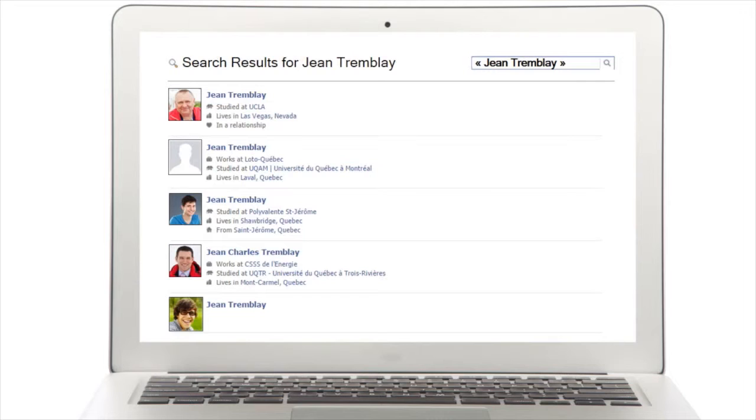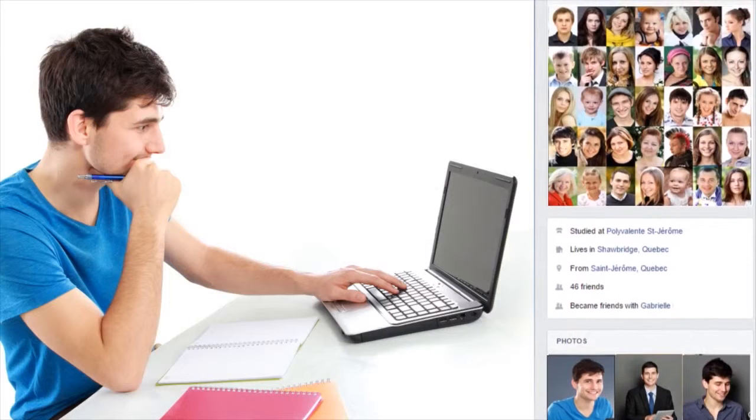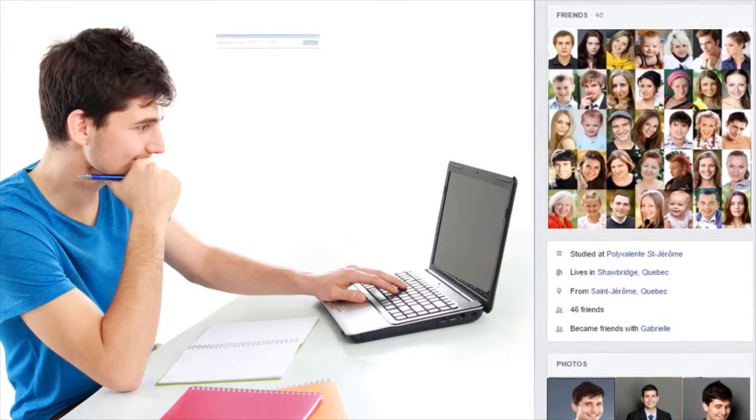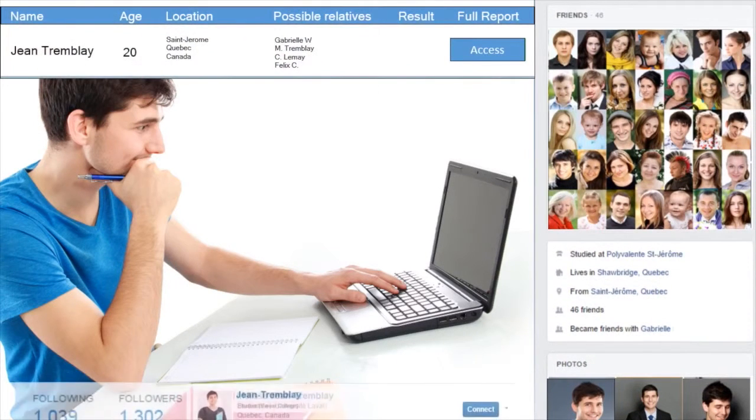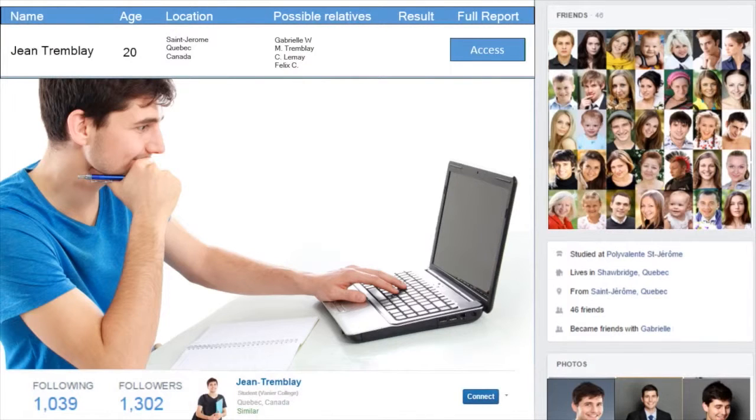If the person's name is quite common, as in this case, Jean Tremblay, the search engine will find several profiles and a lot of information about many Jean Tremblays. Jean just keeps the information that relates to him. After compiling all this information, Jean is surprised to see that all of the data associated with his name reveal a lot more about his life than he thought it would.